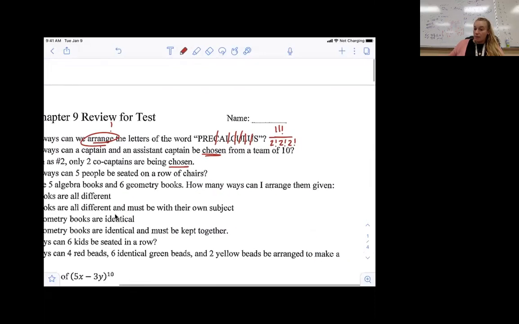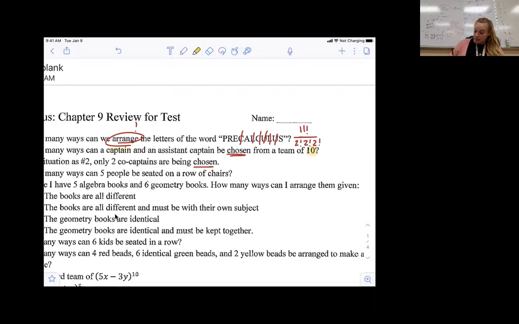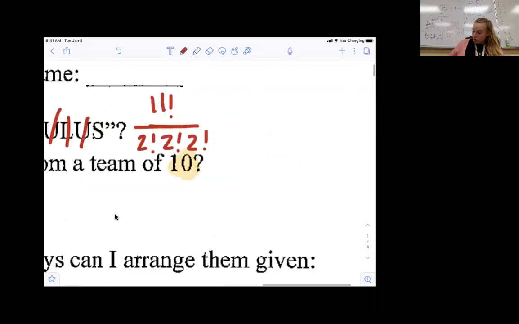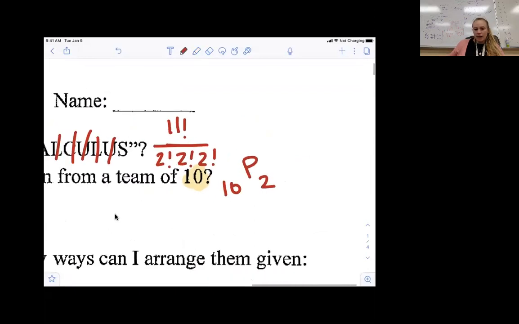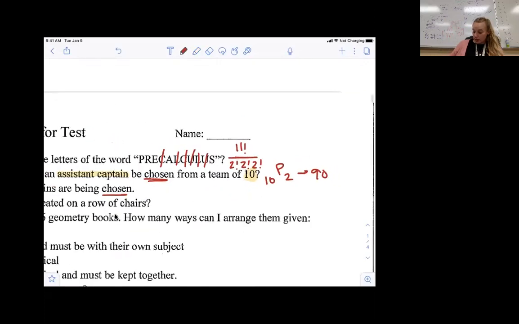So we're going to call that P. The total of people that I can choose from is 10, and I'm choosing 2 things. I'm choosing a captain and an assistant captain. So we're going to call that 10P2. Again, if you missed it today, this setup is most important to me. If you want to plug these in the calculator, go for it. But this is what I'm going to grade anyway. So this is essentially what I'm looking for. If you do put that in the calculator, that's 90 different ways.